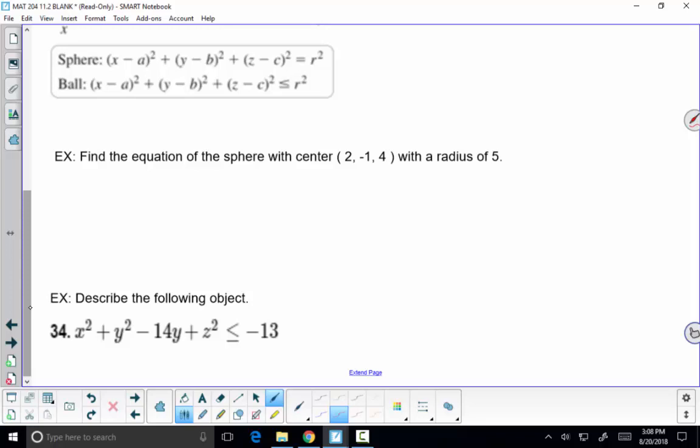So the radius will be squared on the right. We're going to look at this equation up here. If the radius is 5, we'll have 25 on the right. And then it's always going to be x minus the x coordinate of the center, y minus the y coordinate. So it's kind of like the equation of a circle with one extra term in it. So the form of this equation will end up being.